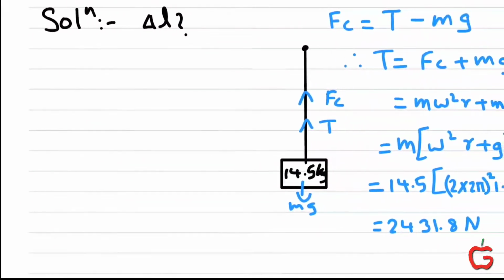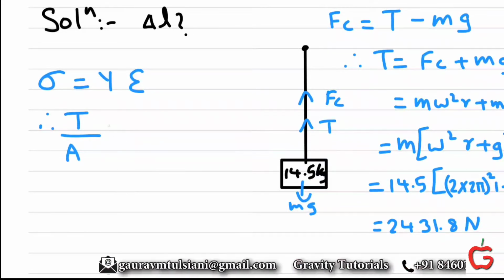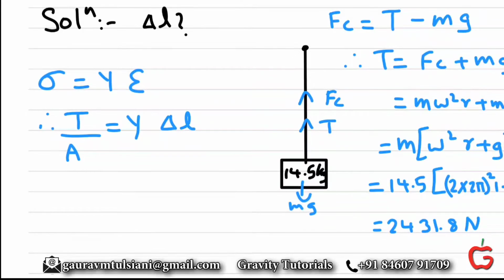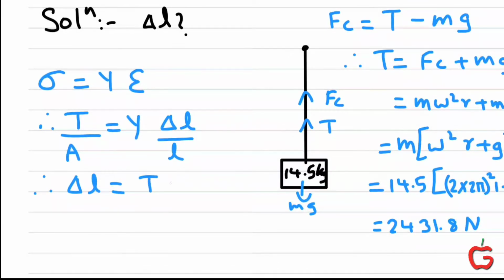Okay. So we need this tension to calculate the elongation. So here we are going to use Hooke's law that tells us stress is equal to Young's modulus times strain. Therefore, force in the wire per unit area is Young's modulus times delta L by original length. So change in length is going to be TL by A times Y. So let's put these values. So T is 2431.8. The length of the wire is 1 meter.